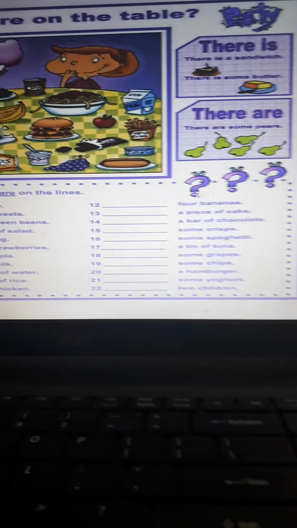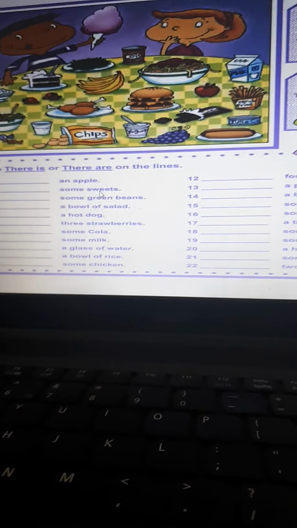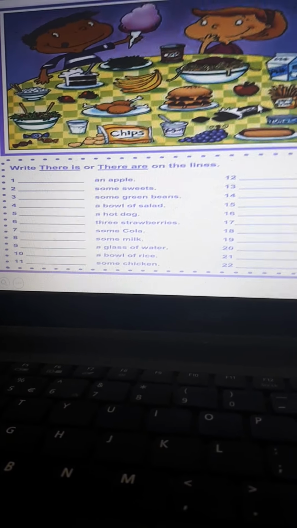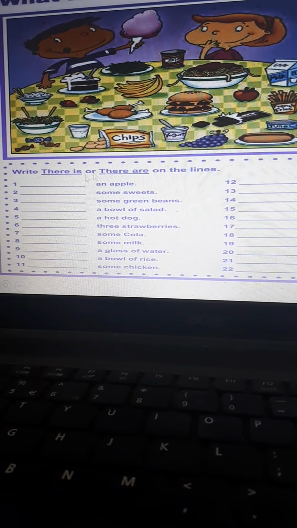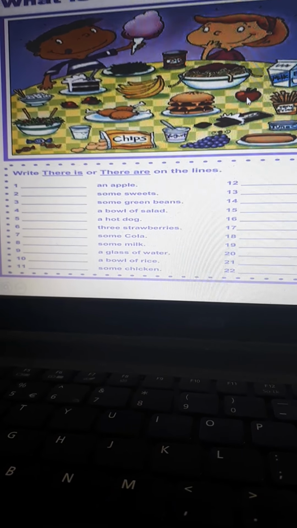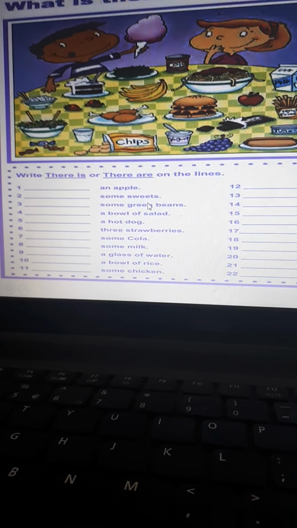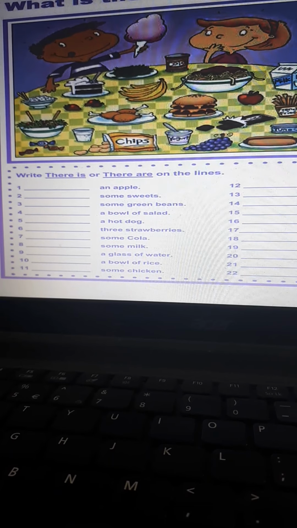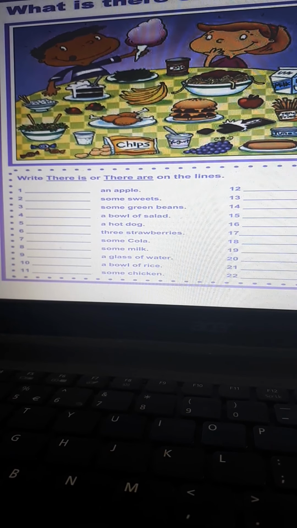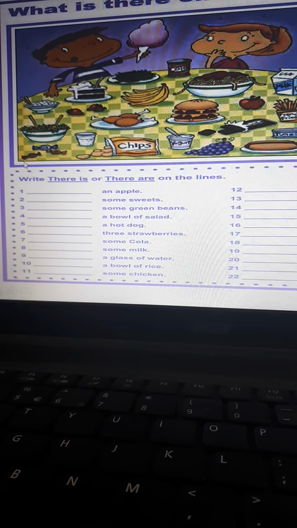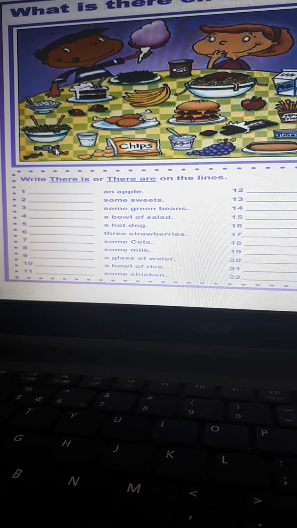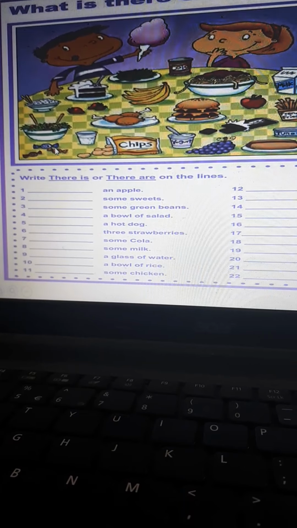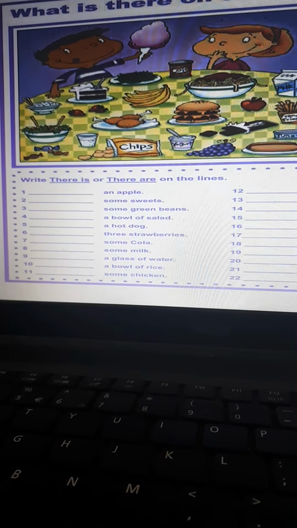For example, here on the first one it says an apple. So is there an apple? Yes, there is one. So we can say there is one apple. Some sweets. What's that? Sweets, it's about candies, los dulces. ¿Cuántos dulces hay? There are 3 sweets. O some sweets, nada más hay algunos dulces.